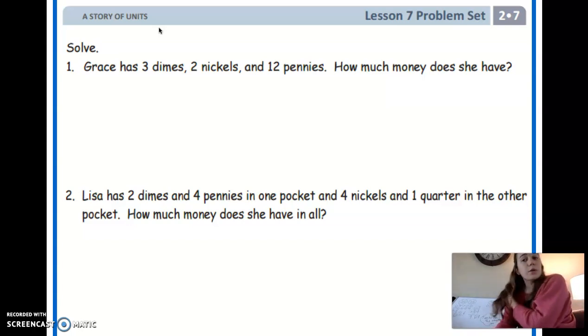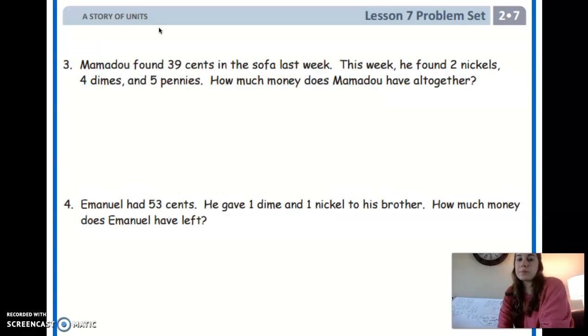When you're solving your word problems, it's a good checklist to follow, read, draw, write, your RDW checklist, and make sure you're drawing a picture. If you have quarters, dimes, nickels, pennies with you, it's really good to use those to help you as well.